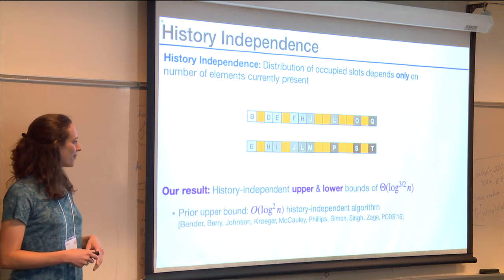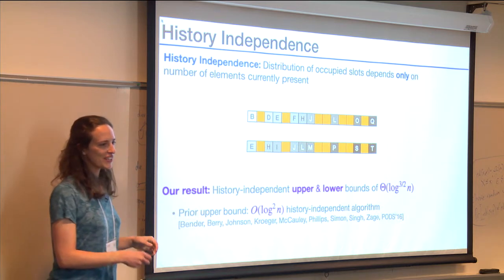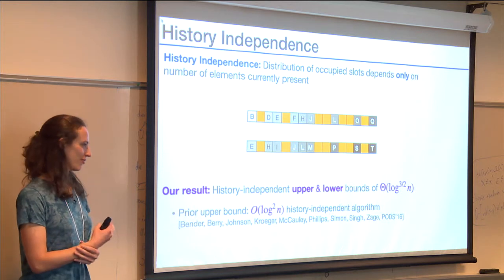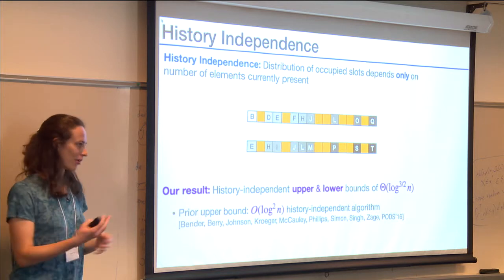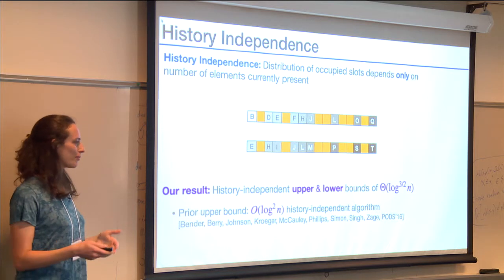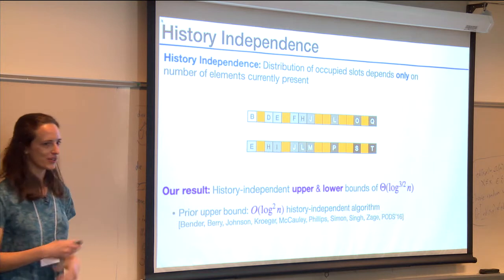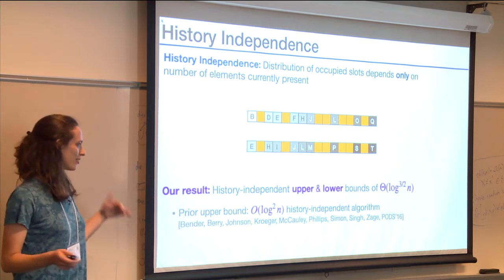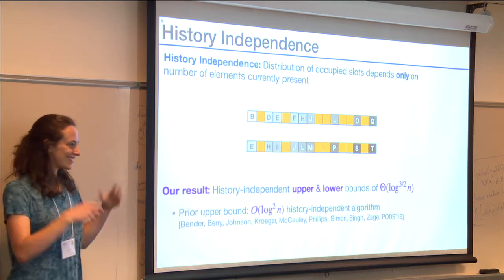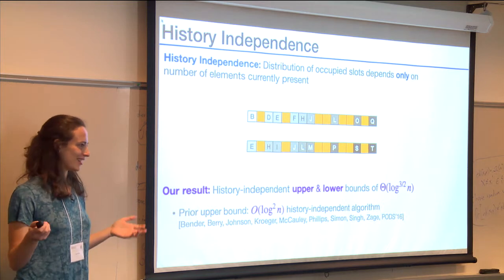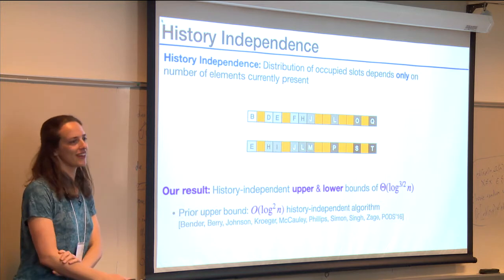Okay, so our result in the context of history independence is that you can get history independent upper and lower bounds of log to the 3/2 n. What this means is that the history independent upper bound does have the property of being history independent, and furthermore there's a lower bound for the class of history independent algorithms that is log to the 3/2 n. So we know that if you restrict your attention to only history independent algorithms, the correct answer is log to the 3/2 n. And the question now becomes, is a history independent algorithm the best thing that you can do? Or can you get better than log to the 3/2 n by getting rid of the property of history independence?